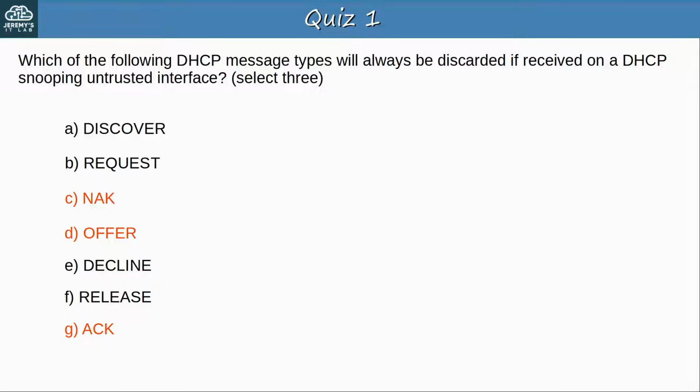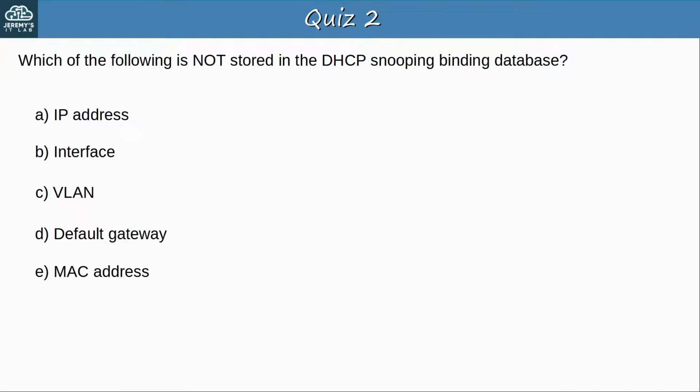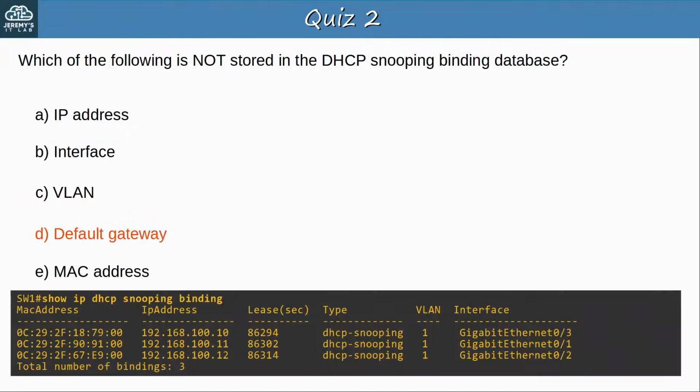Okay, let's go to question 2. Which of the following is not stored in the DHCP snooping binding database? Pause the video now to select the correct answer. Okay, the answer is D, default gateway. Here you can see what the DHCP snooping binding database looks like on a switch. The default gateway is not displayed.